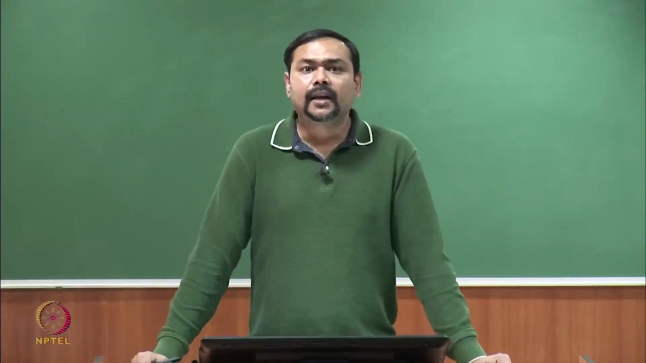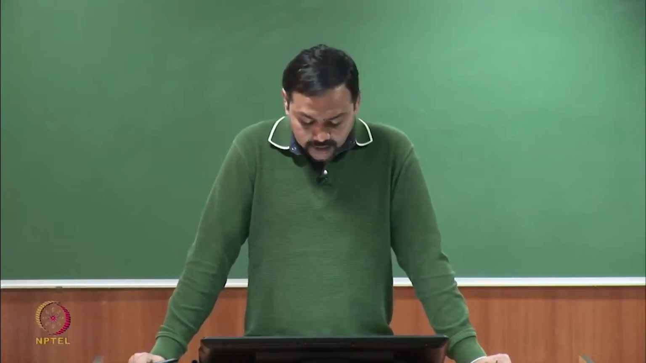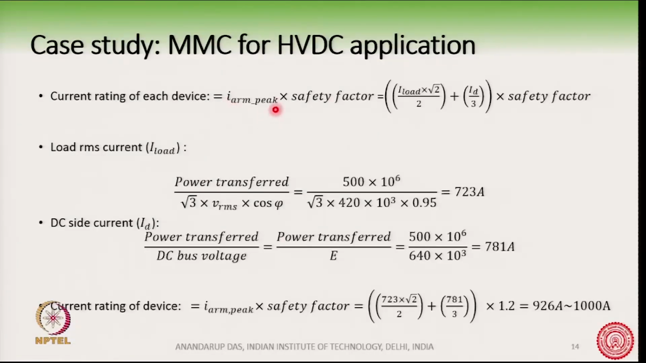And then, what is the current rating of each device? The current rating is I arm peak, the peak current through the device, times a safety factor. So, what is the peak current through each arm of the MMC? That is equal to half of the RMS load current times root 2, plus one third of the DC current. That much current flows at peak in the arm, and then again we have a safety factor.